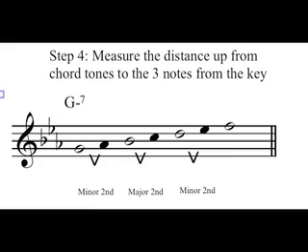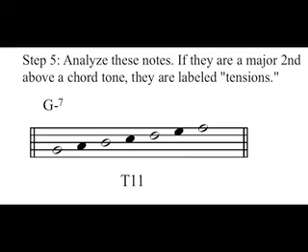Step four, we're going to measure the distance up from the chord tones to the three notes from the key, and then step five, we're going to analyze these notes. If they're a major second above a chord tone, they're going to be labeled as tensions. That's the definition of a tension. So in this case, C is the only tension on this chord scale, and so we're going to label it tension 11.